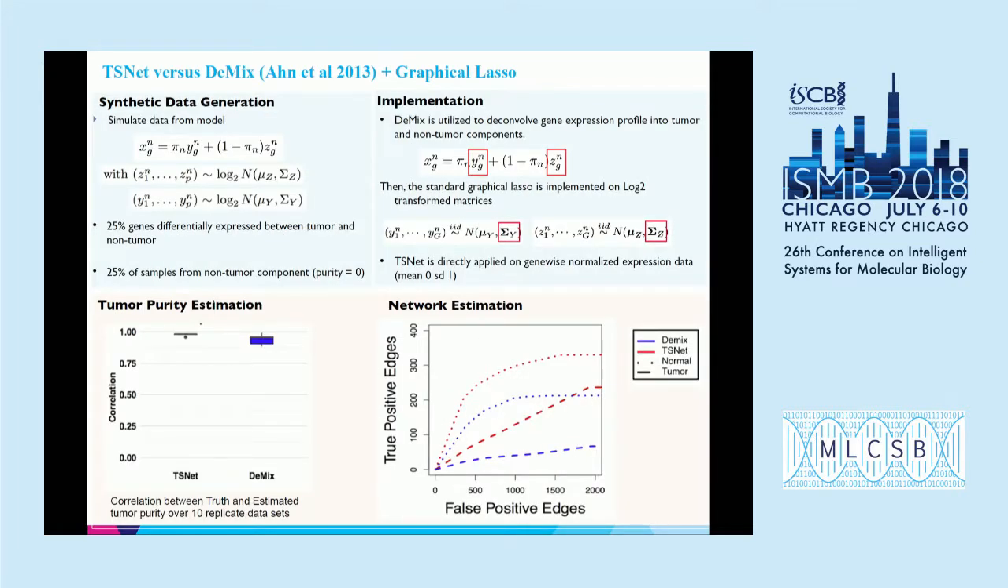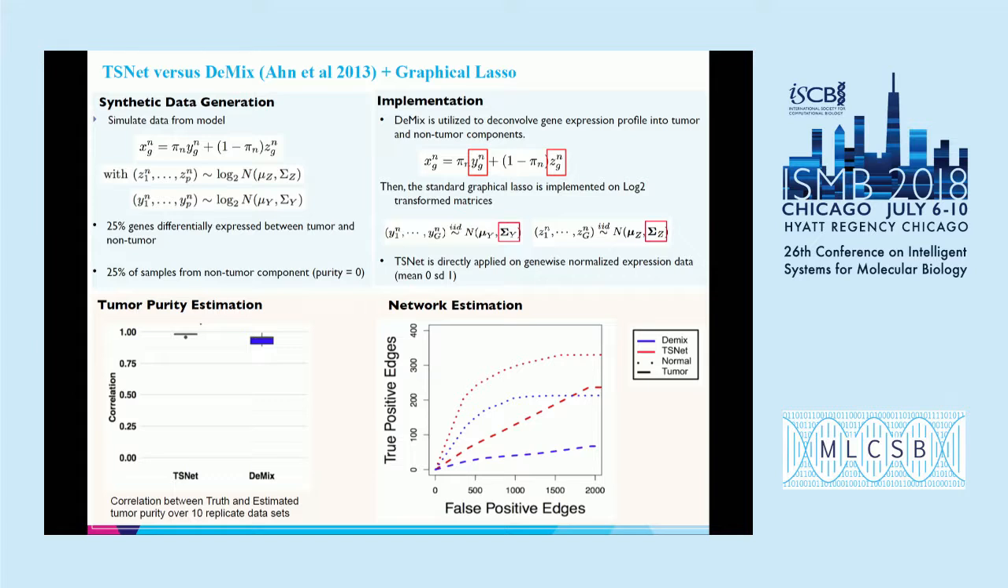Then what we did is to also compare TSNet versus DMix plus graphical lasso. DMix is this nice algorithm that can deconvolve the mixed expression data into tumor and non-tumor components. So basically, you measure the X, and they deconvolve the signal into Z and Y. So we compared our model with DMix: applying DMix, you get the Y and the Z, and then you apply the standard graphical lasso on the Y and estimated Z.